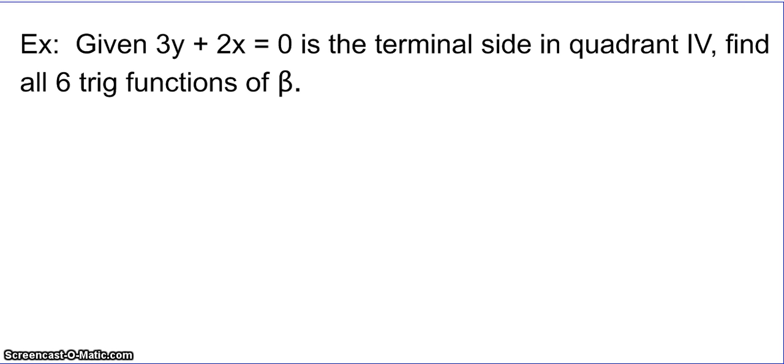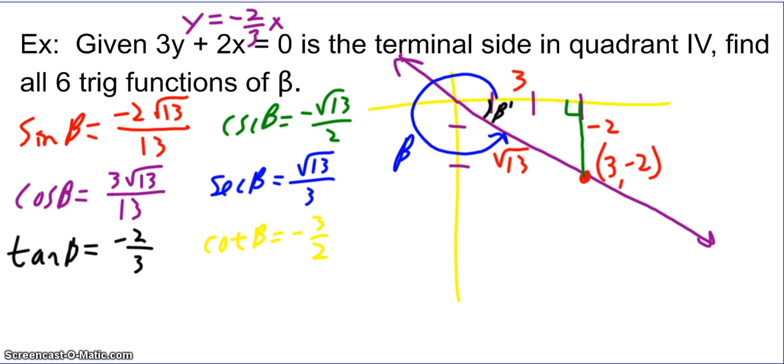Alright, now another example. If you're given that 3y plus 2x equals 0 is the terminal side in quadrant 4, I want you to find all 6 trig functions of beta. So go ahead and pause the video and do that. If you're confused on how to start, draw a picture. This right here is going to be the equation of a line. So pause, unpause when you're ready to check.